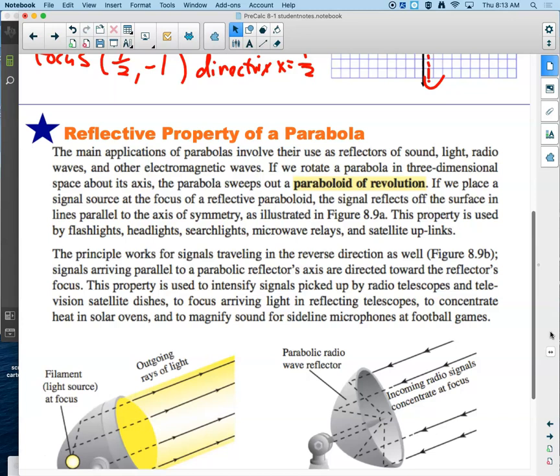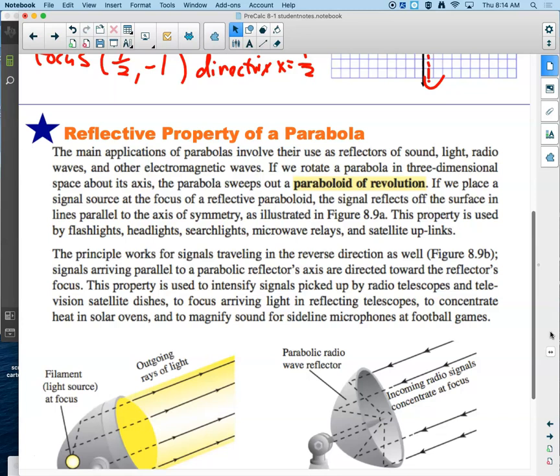Now we have the word probably part of our objectives, which is understand applications of parabolas. And parabolas happen a lot more in real life when you start to look for them. You know, almost everybody has a dish or something on their house to get their television going. So reflective property of a parabola is used all over the place. The main applications of parabolas involve their use as reflections for sound, light, radio waves, other electromagnetic waves.